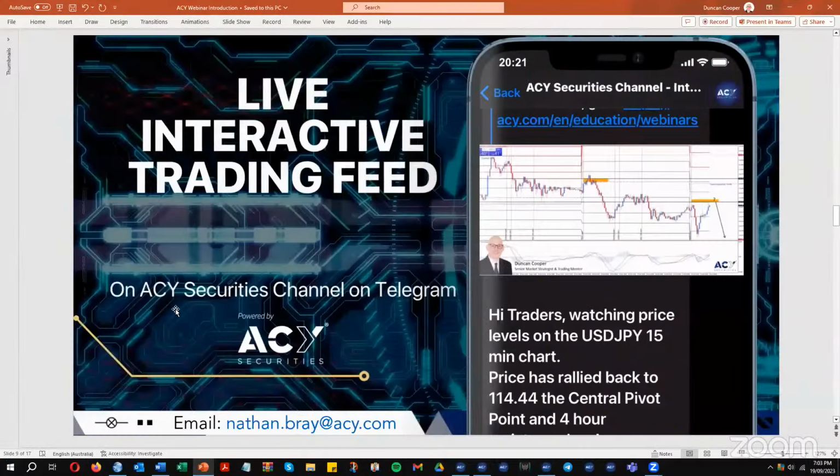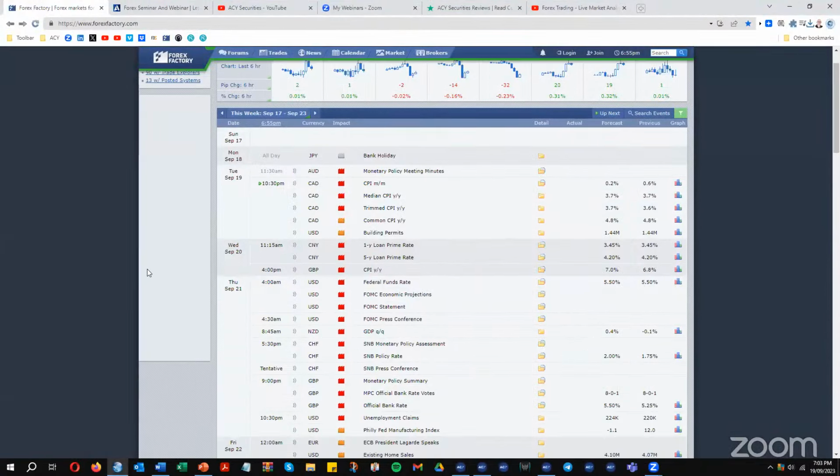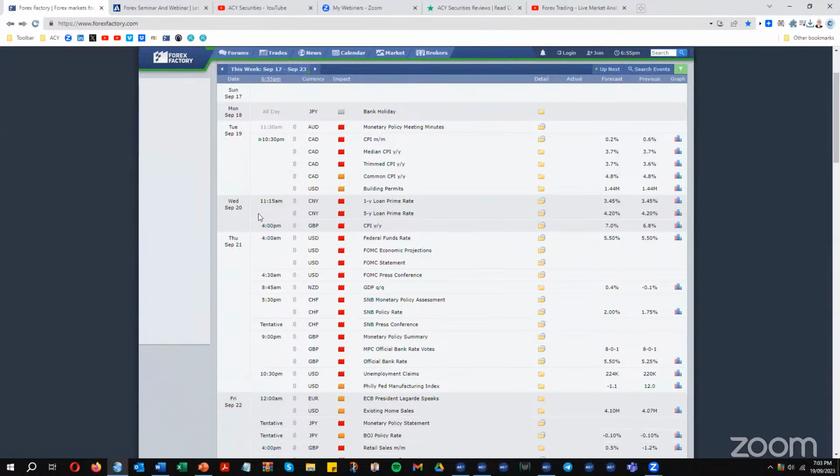All right, so first up, we'll head over to the news page and just see what's happening from a news front this week. Difficult trading this week. If you're just intraday trading, that's fine. But if you're trying to hold something for the longer term, you may well find the market being rather range bound until we get into or past the Federal Funds Rate FOMC statement early Thursday morning.